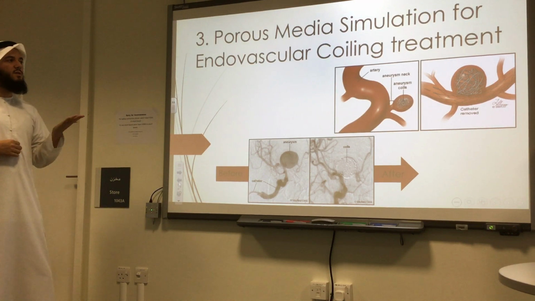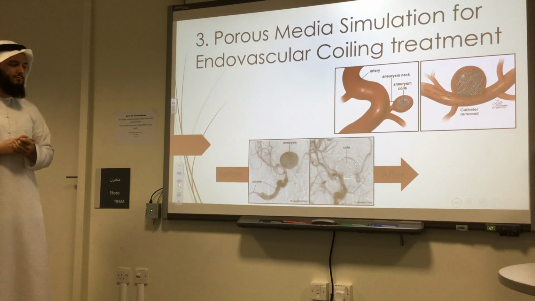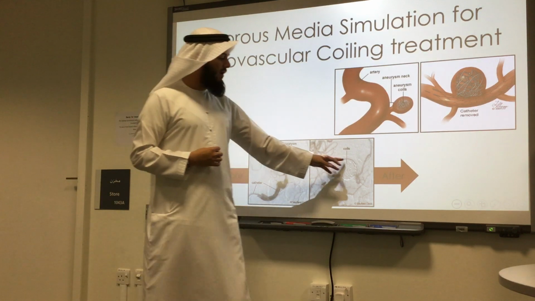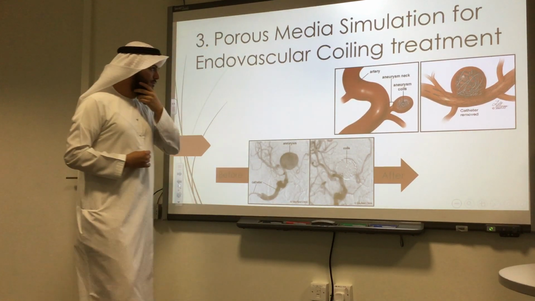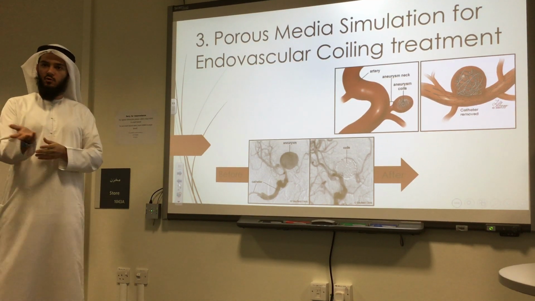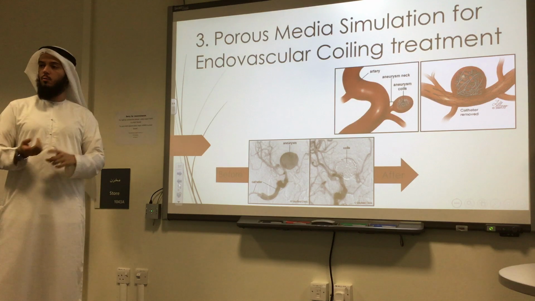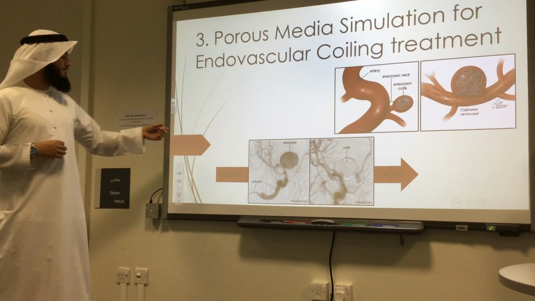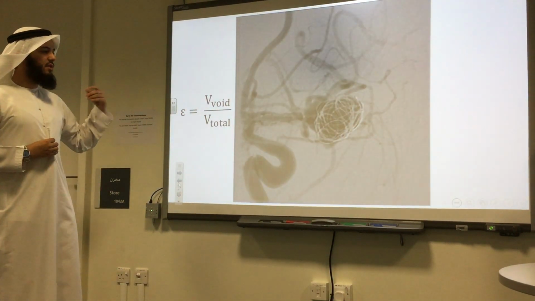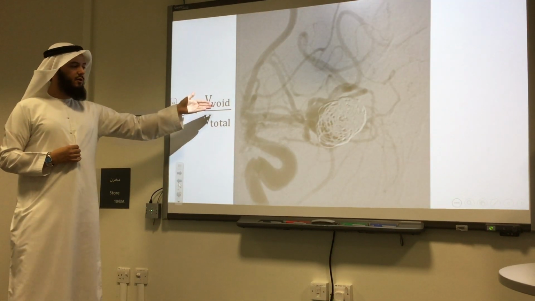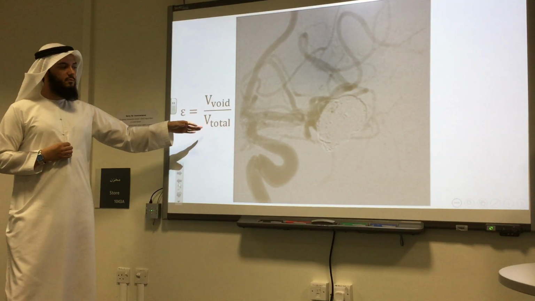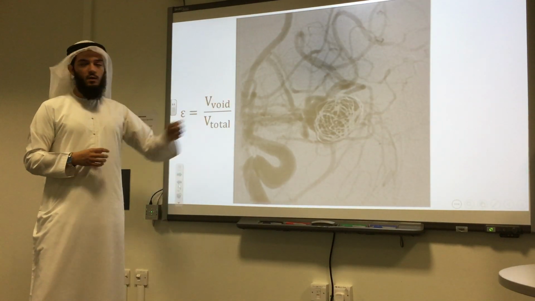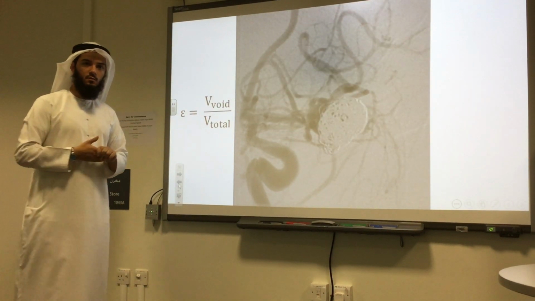Our third study is the porous media simulation for endovascular coiling treatment. Basically, this is the aneurysm before you add coils, and this is the aneurysm after you add coils. What we want to know is, of course, neurosurgeons use coiling. We want to know how much coiling they should put and which coil diameter they should put. So we did our study using the porosity, the volume of void, which is the empty volume, divided by the total volume. You can see here while the neurosurgeon is adding the coils. He keeps adding coils until it's filled or depending on his need.